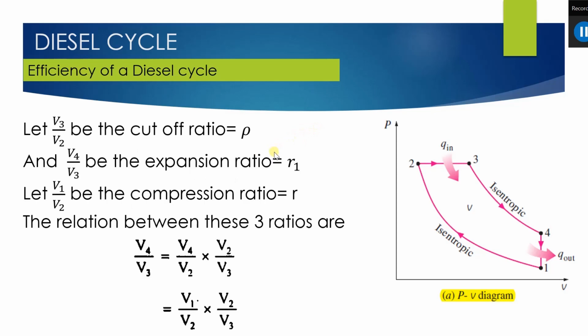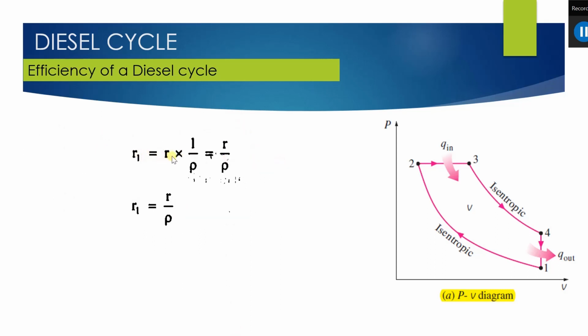And here v4 by v3 is r1, and v1 by v2 is r, and v2 by v3 is 1 by rho. So we'll get r1 is equal to r into 1 by rho, which is equal to r by rho. So r1 can be written as r by rho.